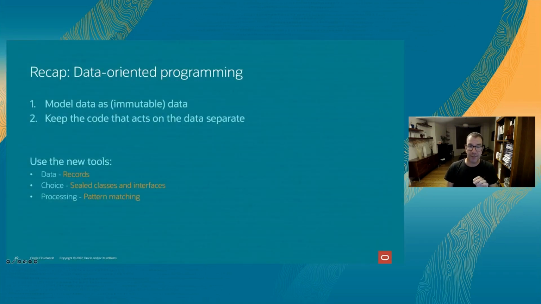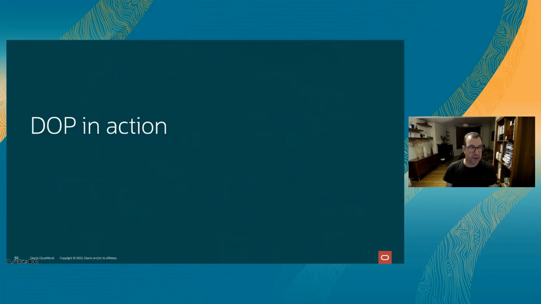Remember, data-oriented programming is a new technique for Java programmers where you model real-world data as immutable Java data, and you keep the code that acts on this data separate. And to do this, we have new features from Project Amber to make this more useful. More specifically, we use record classes to model the data. We use sealed interfaces and classes to model alternatives or choices of data types, and we use pattern matching to process the data. So let's see some examples.